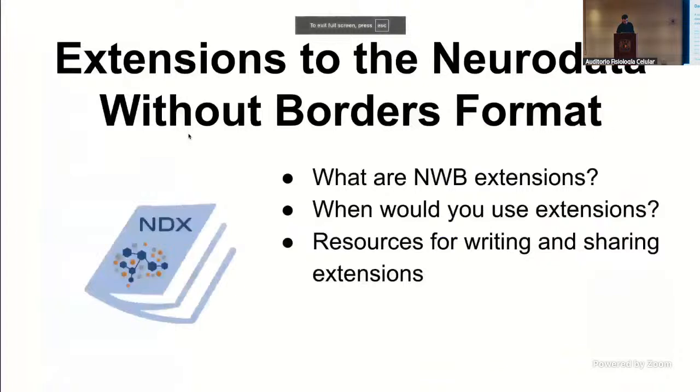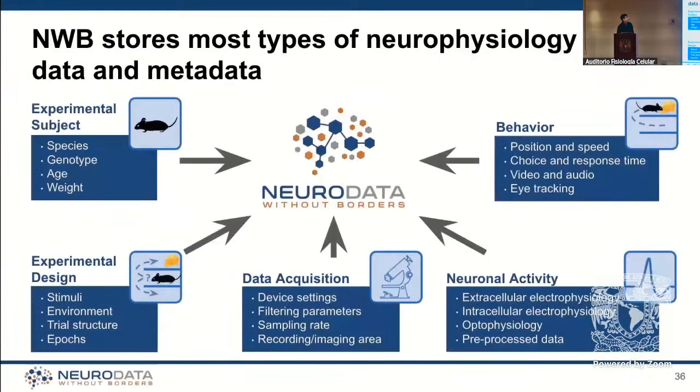Right. The final thing that I would like to talk about is extensions. So Ben was mentioning earlier, we cover in a sense the most classical analyses and types of experiments that are done in neurophysiology.